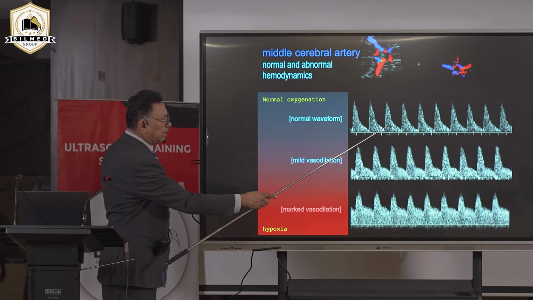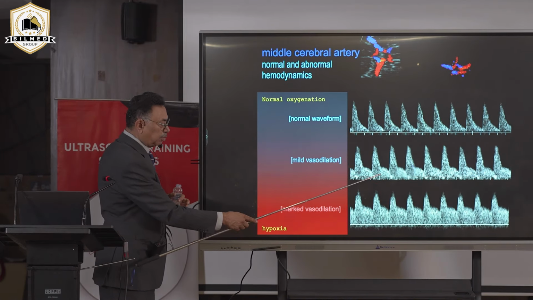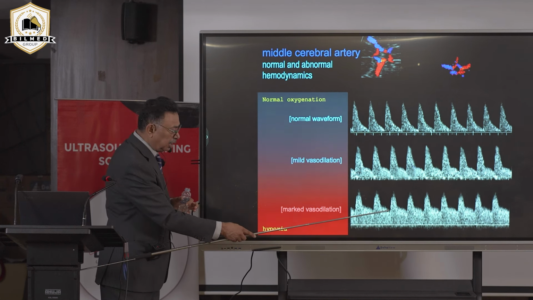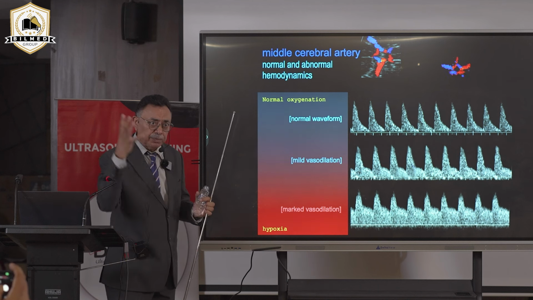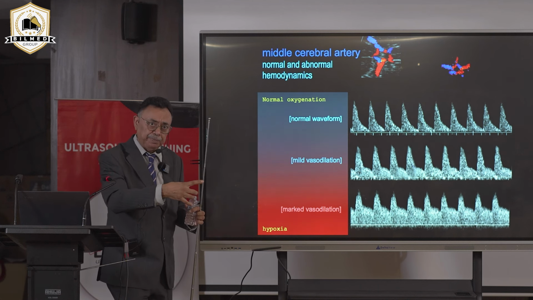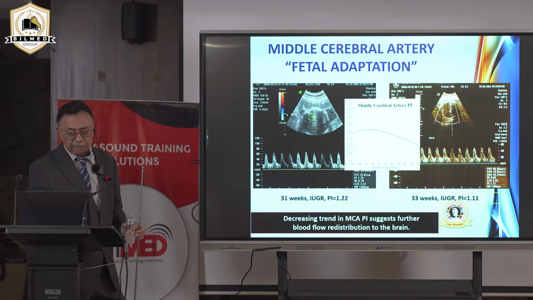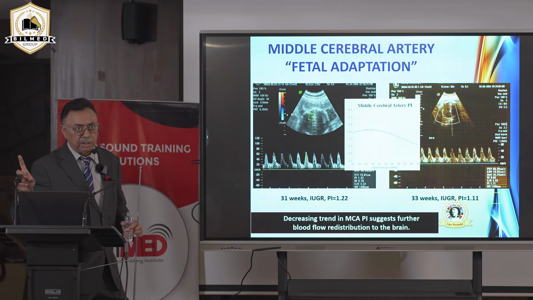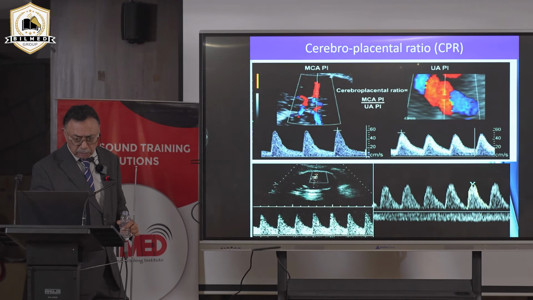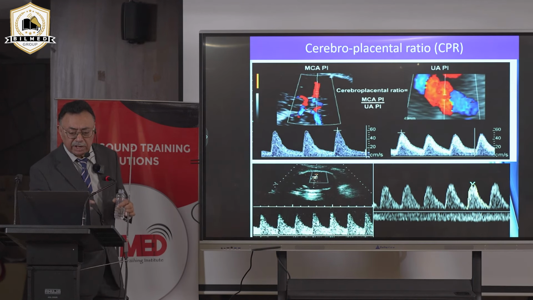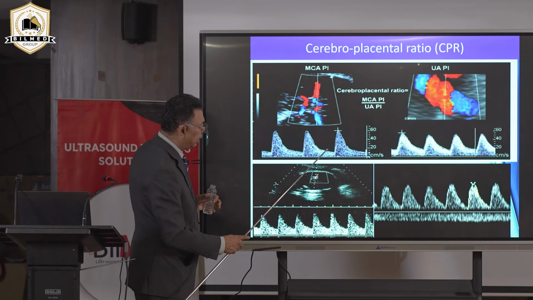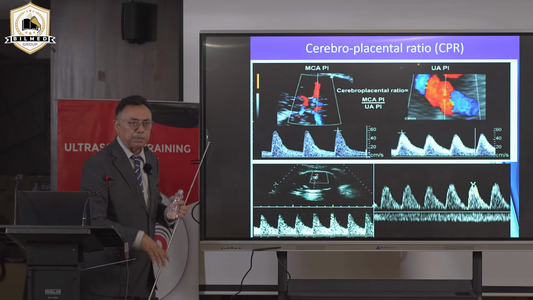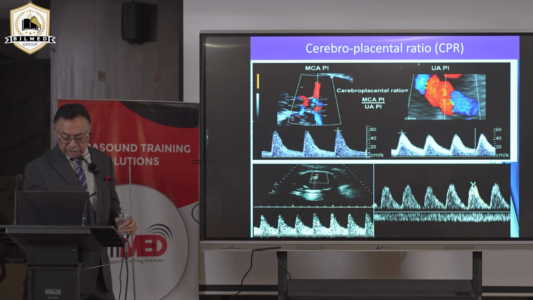Normal waveform is less than 30. Mild vasodilatation is more than 30-40. Major vasodilatation, redistribution, more than 50%. This baby will die because of blood congestion if you don't deliver. So that again, that's the middle cerebral telling you. So middle cerebral is telling you the fetus is adapting to the hypoxia or the placental malfunction. And this is known as the cerebroplacental ratio. The cerebroplacental ratio, 30% here, 50% umbilical. If 50% here, 30% here, it means that the cerebroplacental ratio has changed. Then that means there is a problem.